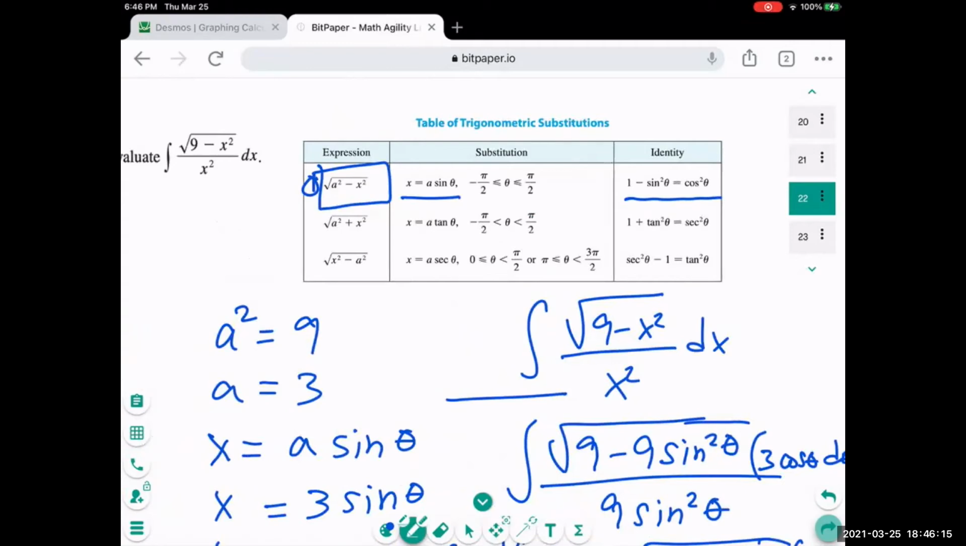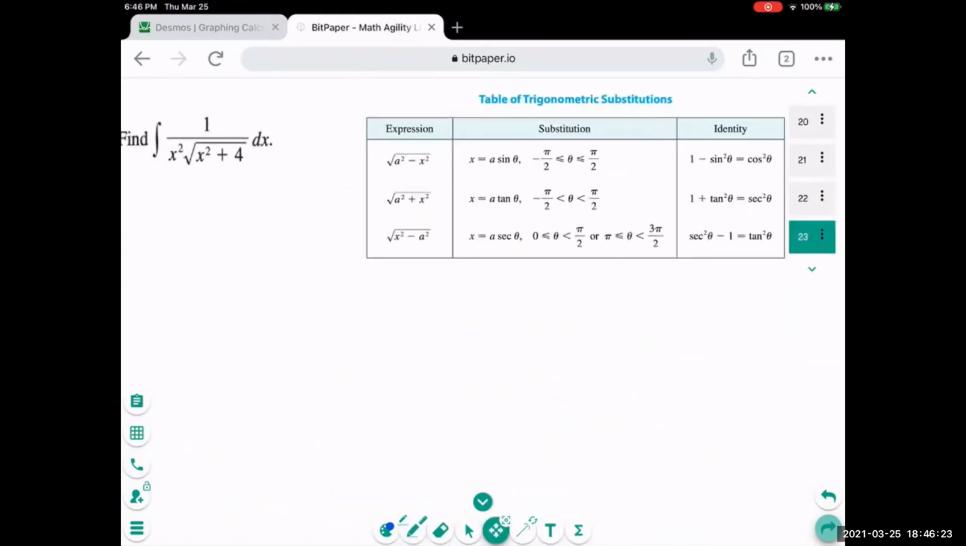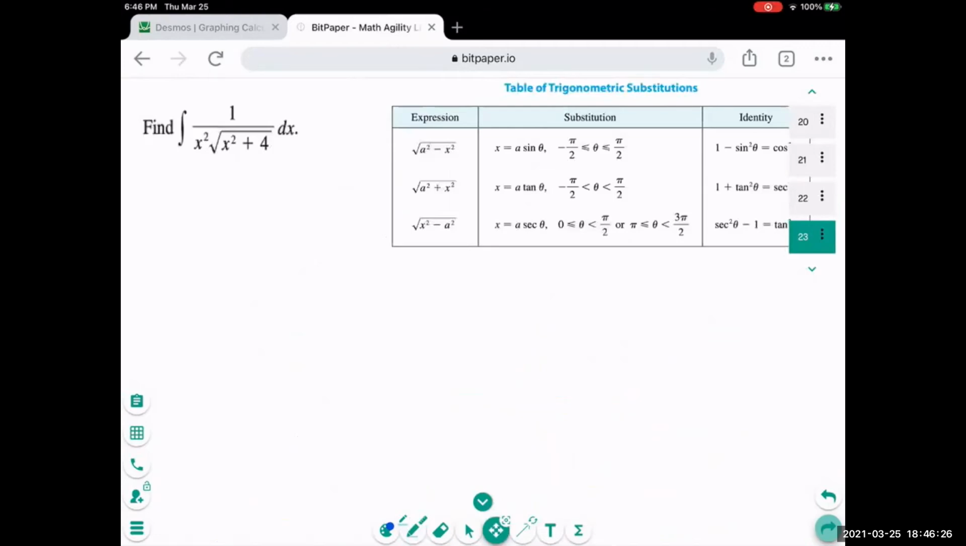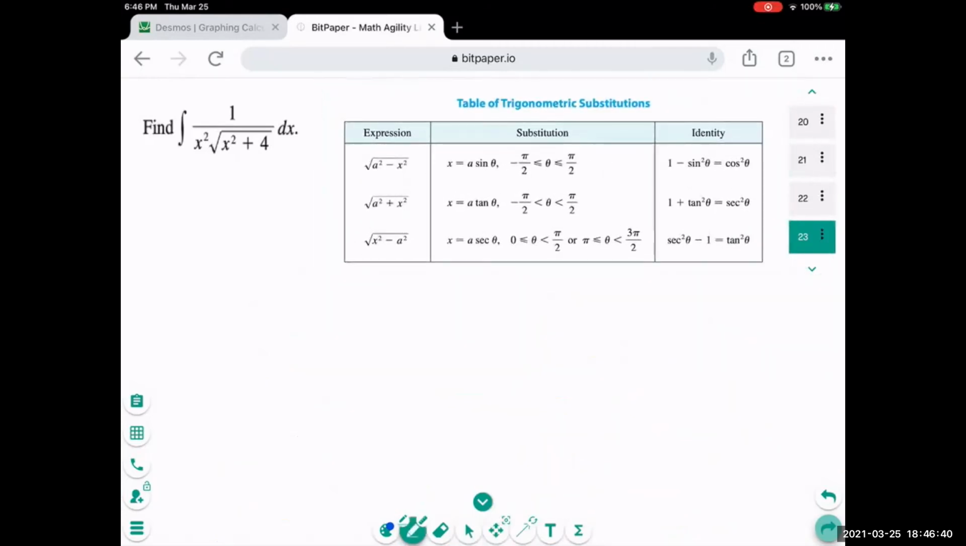Okay, let's go to example number 2. Example number 2 says here, find the integral of 1 over x squared times the square root of x squared plus 4 dx. So if you look at the table, ano yung expression na meron yung ating integral equation? Yung number 2, di ba? So this fits our purpose doon sa ating x squared plus 4 doon sa loob ng radical sign.